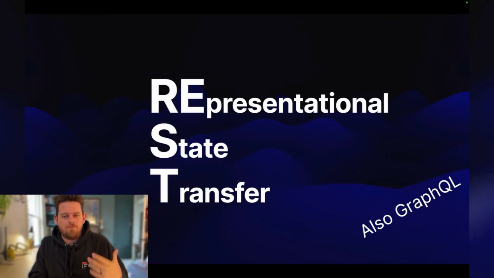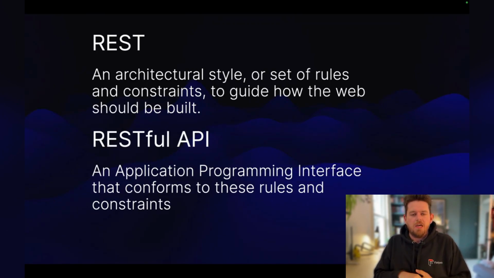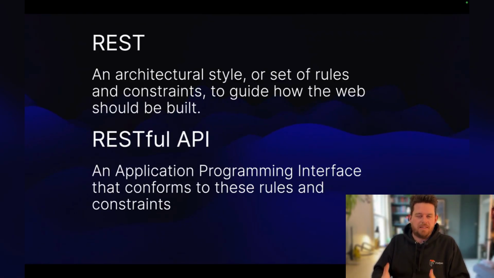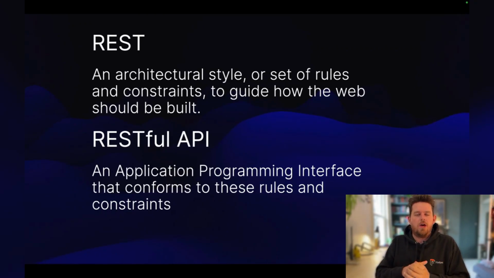So what is a REST API? Let's look at the definitions of these. So REST, or representational state transfer, is an architectural style or a set of rules and constraints that guide how the web should be built. So they're just kind of the guidebook and the rule book that say this is how requests should happen across the web, how that information should travel between clients and servers on the web.